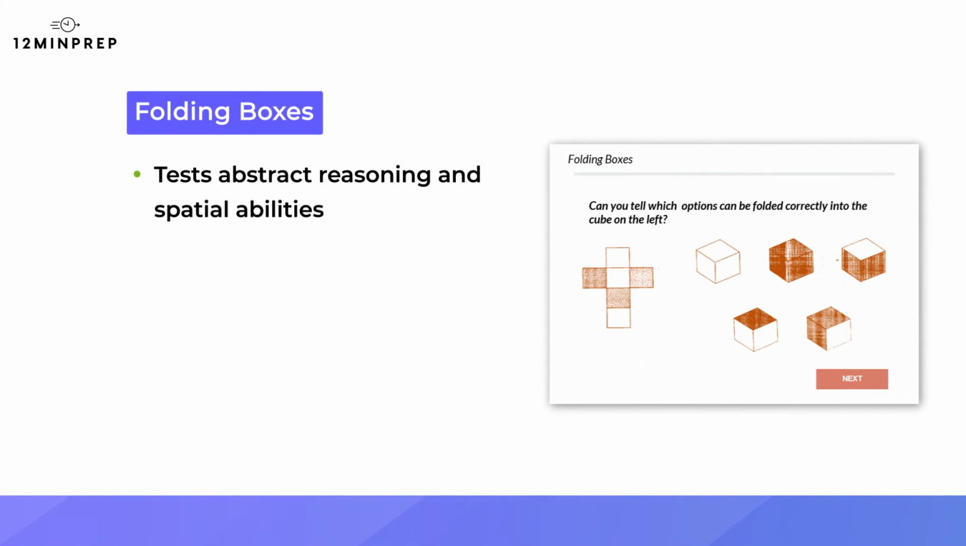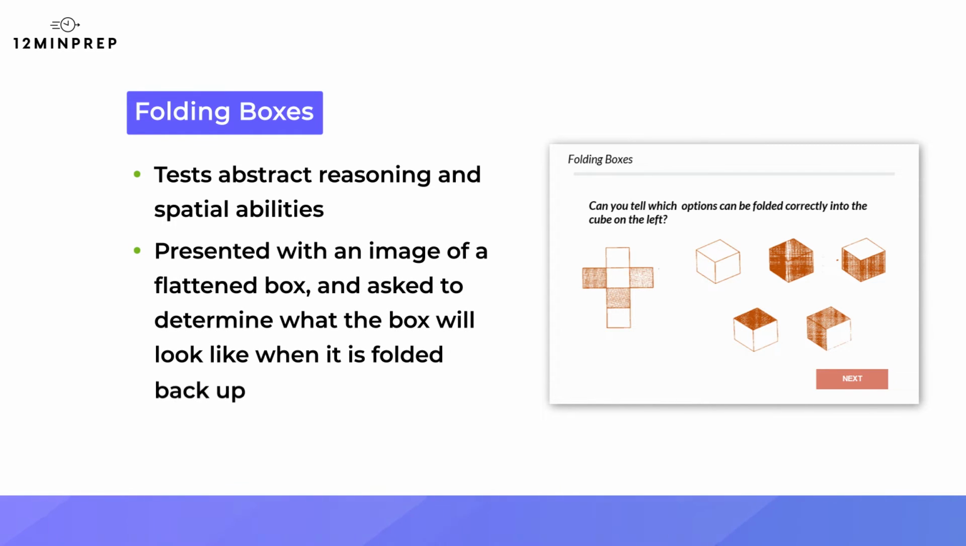Folding boxes questions are a type of abstract reasoning question that focuses on your spatial abilities. Questions will present you with an image of a flattened box made up of 6 squares. You will have to answer a question based on what the box will look like when it is folded back up.